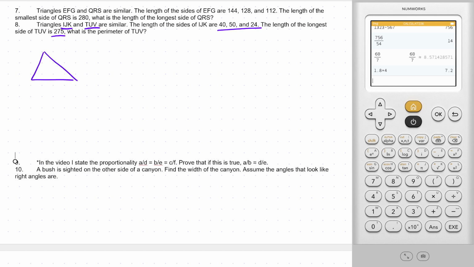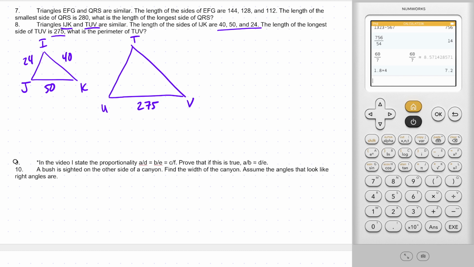Okay, so this will be I, J, K, and the sides are, let's see, the longest one is 50. I'll put that down here, and then 40, and then 24. Okay, and now we'll draw the other triangle. T, U, V, and it says the longest side is 275.